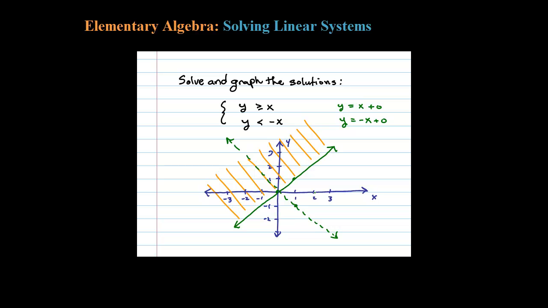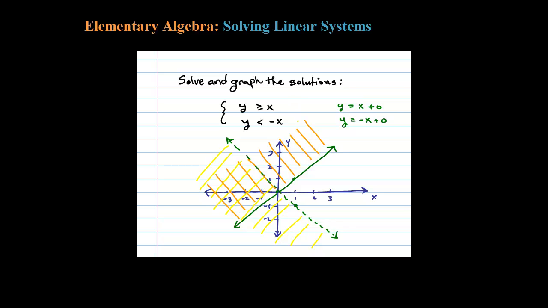Okay, so let's run a test point here, say 2, 0. When x is 2 and y is 0, does it solve that inequality? And you could see the answer is no, right? 0 is not less than negative 2. So when I shade in those values, anything in this region here should solve that second inequality.